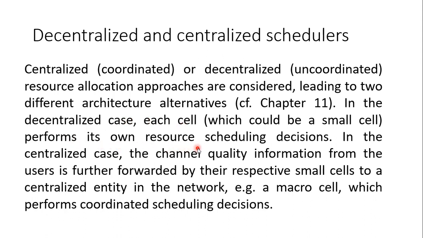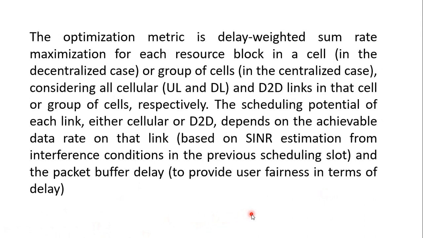Whatever schedule it has to make, it will make on its own, depending on the resource which is available. But in the centralized case, this is not the condition. That is the coordinated case. The channel quality information from the user is further forwarded by the respective small cells to a centralized entity in the network, for example, a macro cell, which performs coordinated scheduling decision.